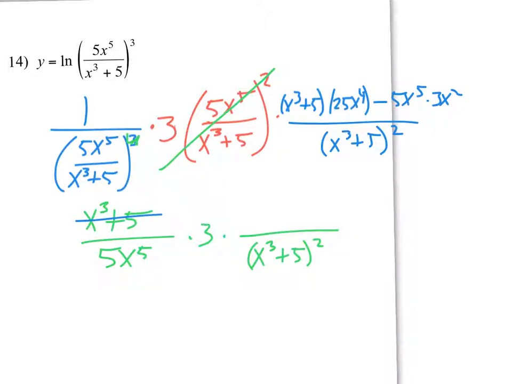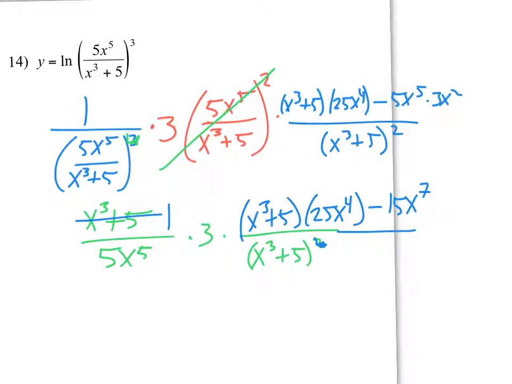I can't cancel all of that. Where's my undo thing? There it is. I can just cancel out one of those pieces with the top of the first fraction, leaving me with a 1 up there. And I'm not going to simplify any of this stuff over here. We've got x to the third plus 5 times 25x to the fourth minus, I guess I'll simplify this, 15x to the seventh, which actually looks like it would cancel some stuff out, maybe. I don't know.